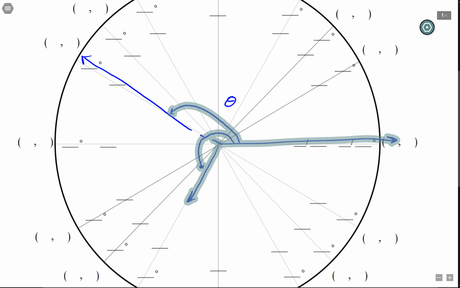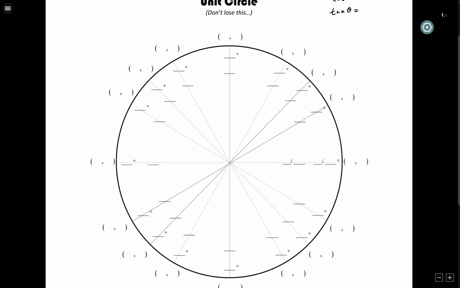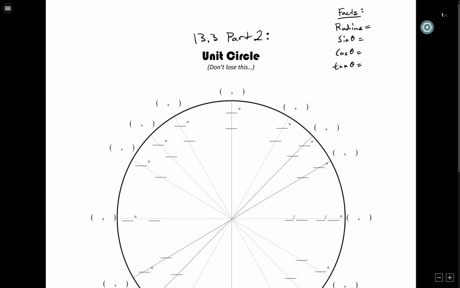So, with that being said, let's first introduce what the unit circle is. So I have some facts up here. I'll be filling them in throughout the video. The first thing we need to know about the unit circle is that the radius is 1. That's why they call it a unit circle, because the radius is 1. It is a unit, 1 unit. Okay, so each of these radii, from here to here, this is 1. From here to here, this is 1. From here to here, this is 1.